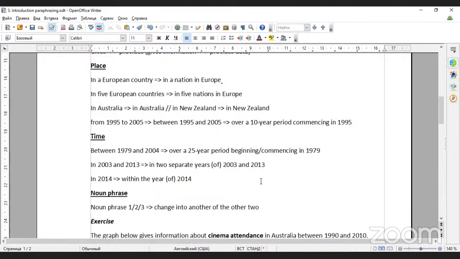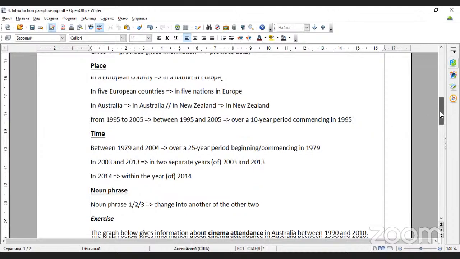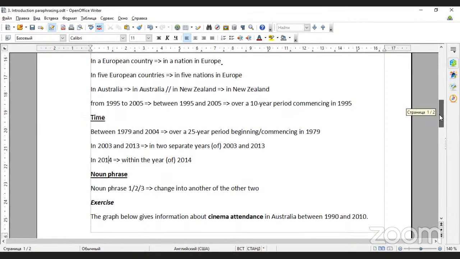And now let's have a look. Now you're masters of paraphrasing introductions. So we have this cinema attendance. Let's try to paraphrase cinema attendance in 2 other ways. Okay, I'll just give you a minute.